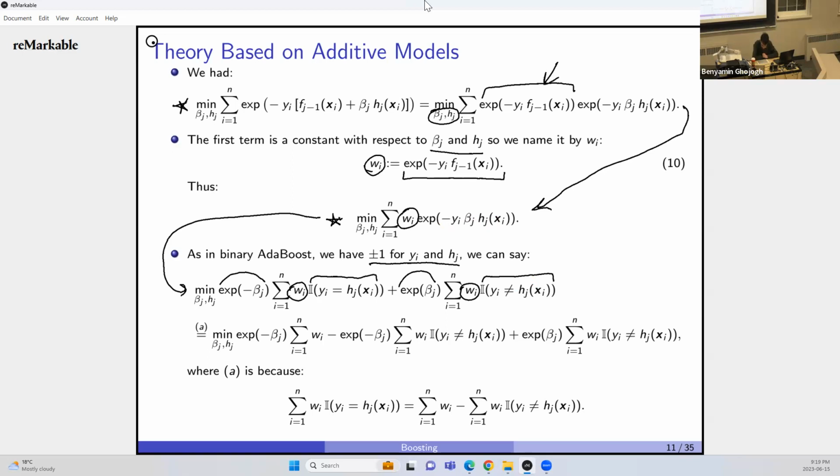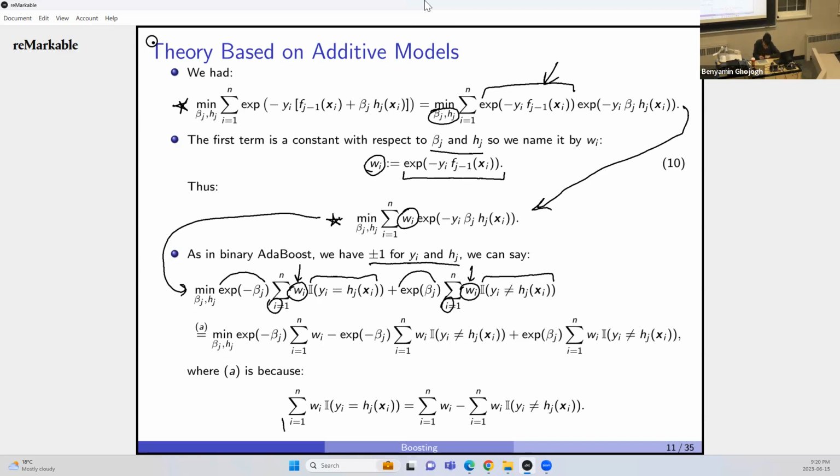But why did e to the beta_j and e to the minus beta_j move outside the summations? Because they don't depend on i. I'm factoring them out of the summation, right? However, w_i is dependent on i. Therefore, it is inside the summation. Okay, what happens then?